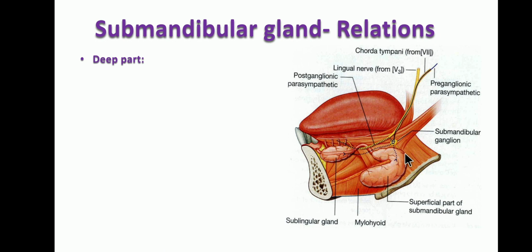Coming to the deep part. The deep part is actually lying on top of the hyoglossus muscle. It is deep to the posterior part of mylohyoid. So the deep part is present between the mylohyoid and the hyoglossus muscle.